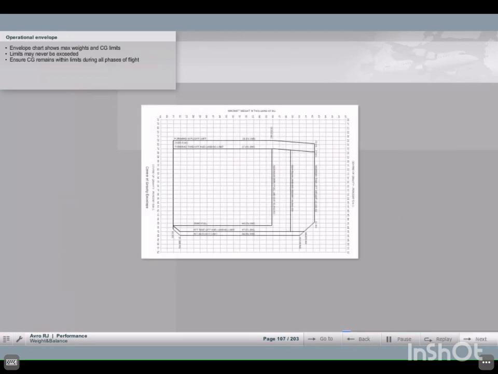The maximum design gross weights and center of gravity limits are shown graphically in this envelope chart. These are the absolute limits which must not be exceeded by the airplane's center of gravity in any takeoff, flight, or landing configuration. Ensure that the airplane's center of gravity remains within the center of gravity limits by accounting for airplane balance with all load conditions during takeoff, flight, and landing.